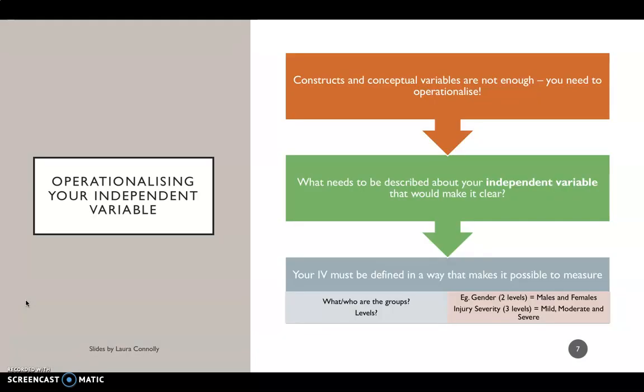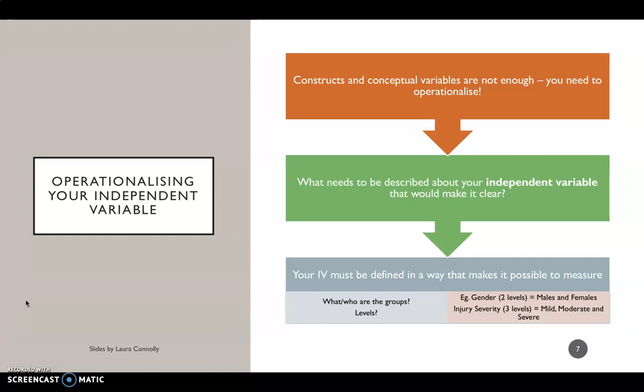So how would we go about operationalizing the independent variable? Well, we know that this is related to our groups. So we have our broad variable. It might be gender, for example, but we need to be more specific than just saying gender. We need to provide the levels. So in this case, it would be males and females.